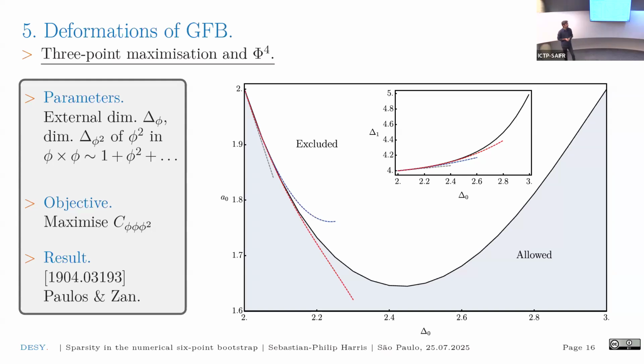Delta O is delta phi. Yes, so this plot here is taken from that paper where they have different notations, but delta O is delta phi squared, and A O is C phi phi phi squared, and delta 1 is the next operator. And you want to say that delta phi is 1. Yes, delta phi is 1 in this plot, so 2 delta phi is 2, and 2 delta phi plus 1 is 3. Thank you.